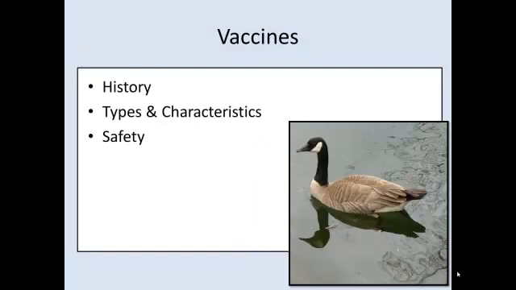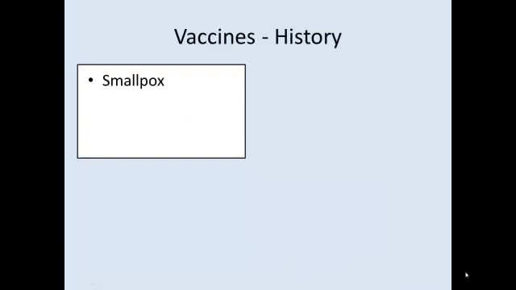Under the category of vaccines, we're going to talk a little bit about history, types and characteristics, and safety. The history of vaccines is also the history of smallpox because that was the first disease that we were able to create a vaccine, an artificial active immune response.